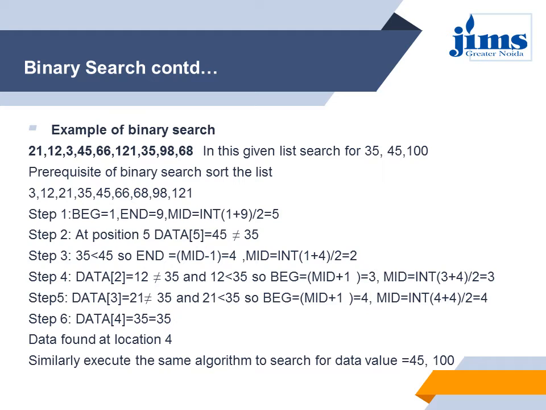Again the mid is calculated, according to which now the mid becomes 4. At fourth position we have 35, which is equal to the element to be found. So the data is found at location 4. Similarly, the algorithm is executed for number 45, which will give you a positive result at position 5, and for data element 100 it will give a negative result, that the element is not found.